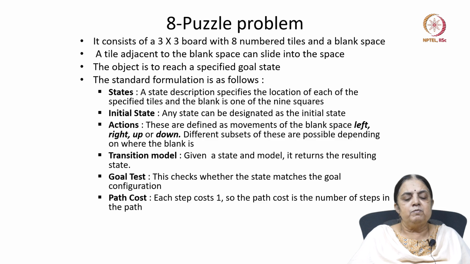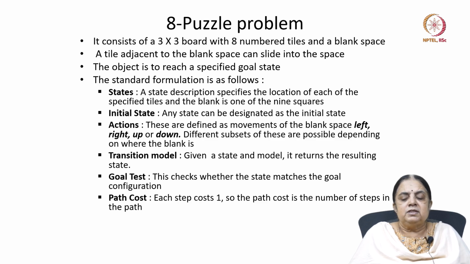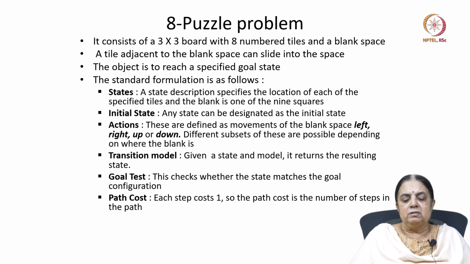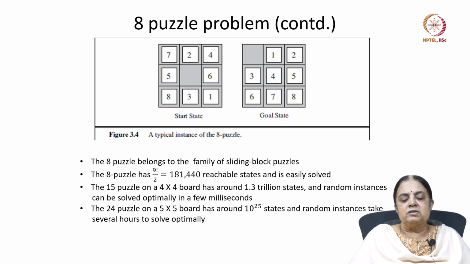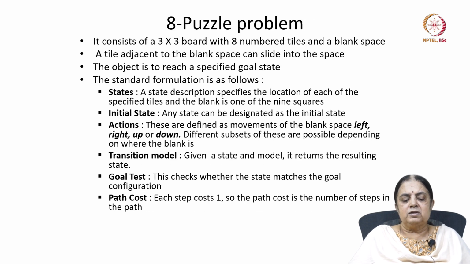So let us formulate the problem. What is a state? A state could be a 3 by 3 board with the 8 tiles in it and one blank. The 8 tiles could be in any position, in any location, and then you have the one blank, which is one of the 9 squares. And what is the initial state? It is one designated state. For example, here we have the start state given to us, so that would be your start state.